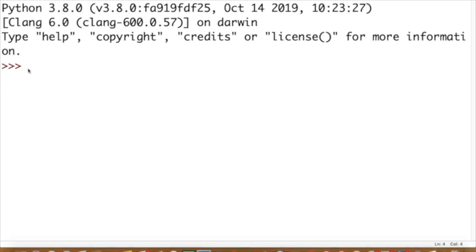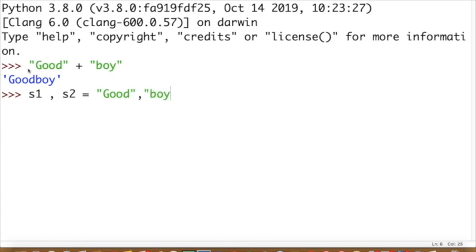So, let us understand how to use the concatenation operator with this example. We have a string good concatenated with boy, and that gives us good boy. Now let us go for the next example. We have two strings, S1 as good and S2 as boy. Let us concatenate S1 and S2 as S1 plus S2, and that gives us good boy again. So this way also we can concatenate two strings.